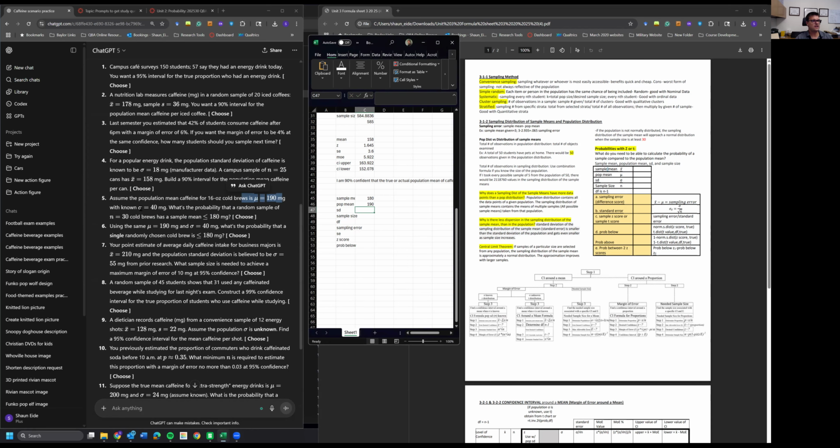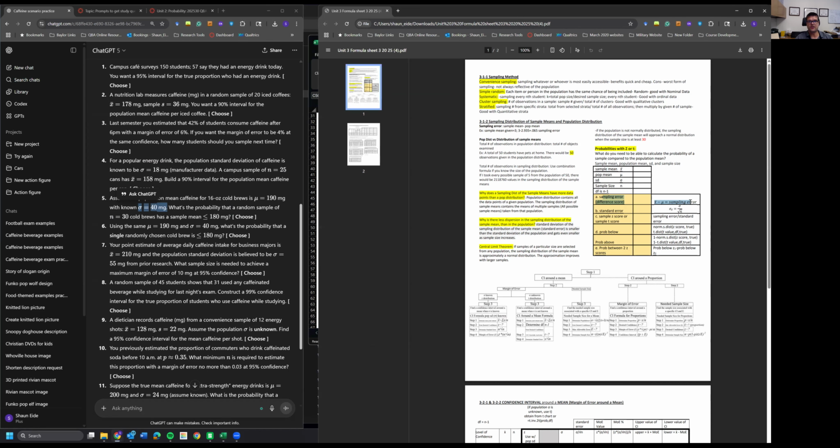Okay, standard deviation is right here, which is 40. Sample size, it says 30, n equals 30. Degrees of freedom, I don't need to care about the degrees of freedom. Why? Because this is a population standard deviation. If it's a population standard deviation, I'm going to be using a z-score, not a t-score, so degrees of freedom doesn't matter.